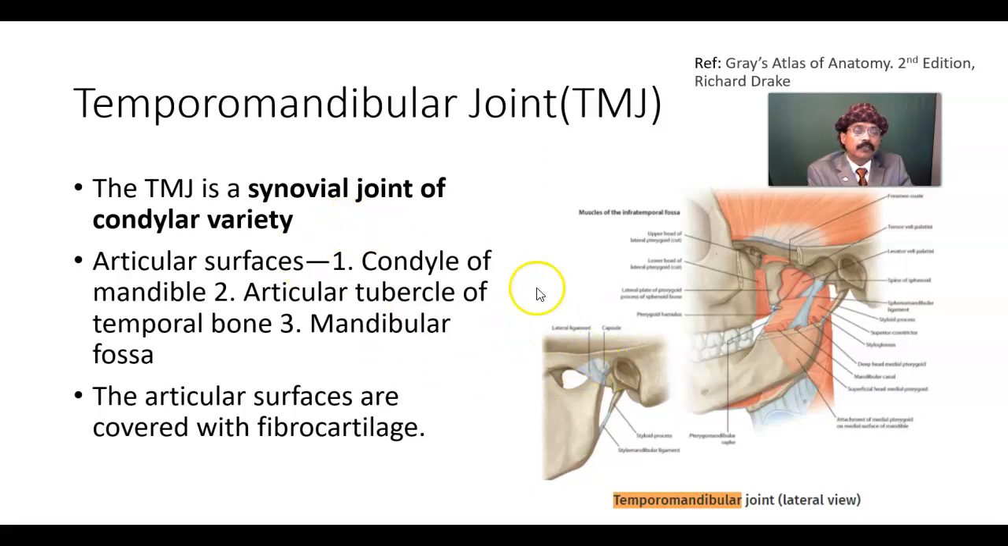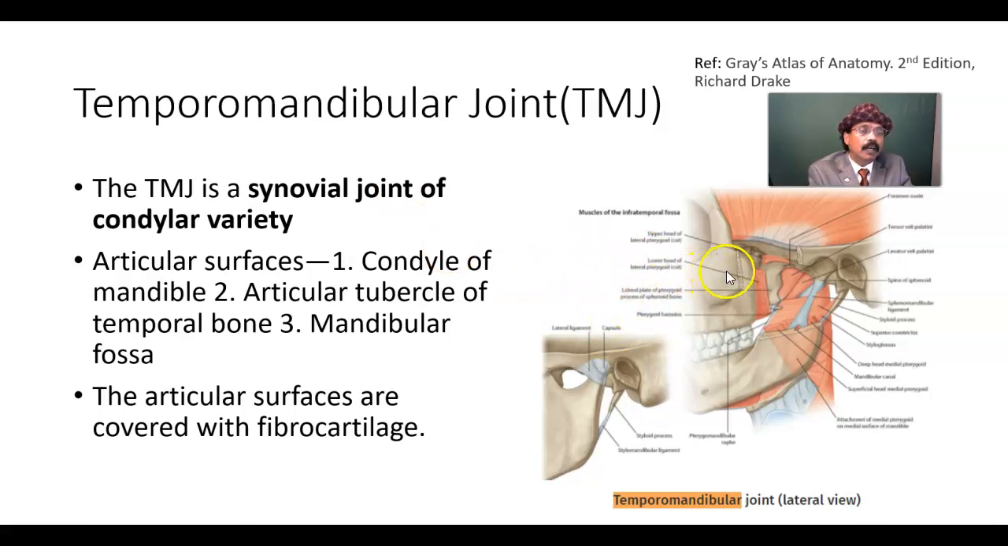So it has ligaments like the lateral ligament, with fibers going downwards and posteriorly. It has the fibrous capsule. There is also a ligament, the sphenomandibular ligament. We should have the stylomandibular ligament, not shown here. The movement of the temporomandibular joint is mostly done by the muscles of mastication, like the temporalis, masseter, lateral pterygoid, medial pterygoid.